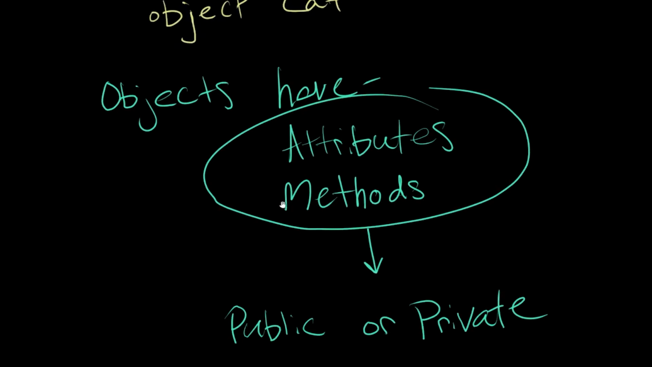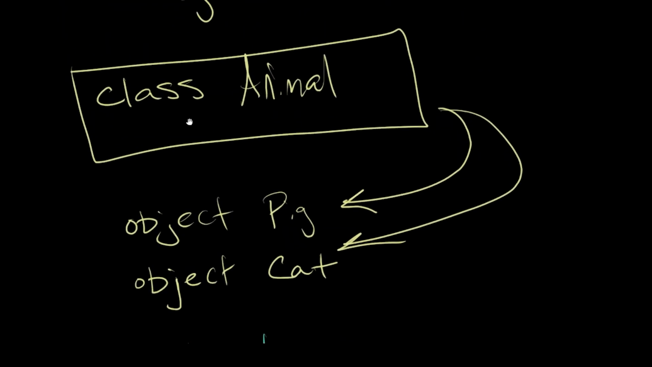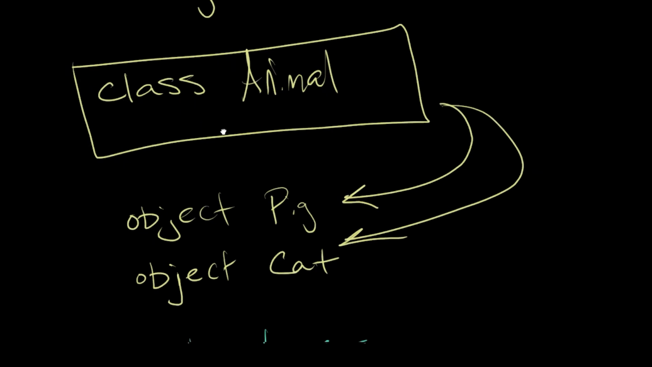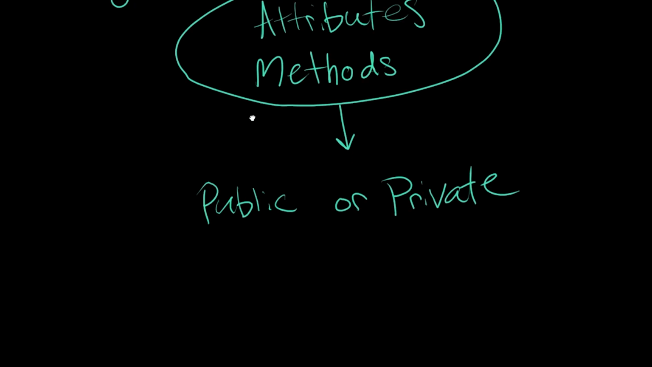Anyway, we have methods as well, and I said those are the things that the object can do. So in the animal class, we can have a method called talk. So every animal makes some sort of sound for the most part. So a pig would have the talk function saying oink, and the cat's talk function would say meow, something like that. Anyway, each attribute and method of each object is going to be public or private, and we'll talk about that in this example.